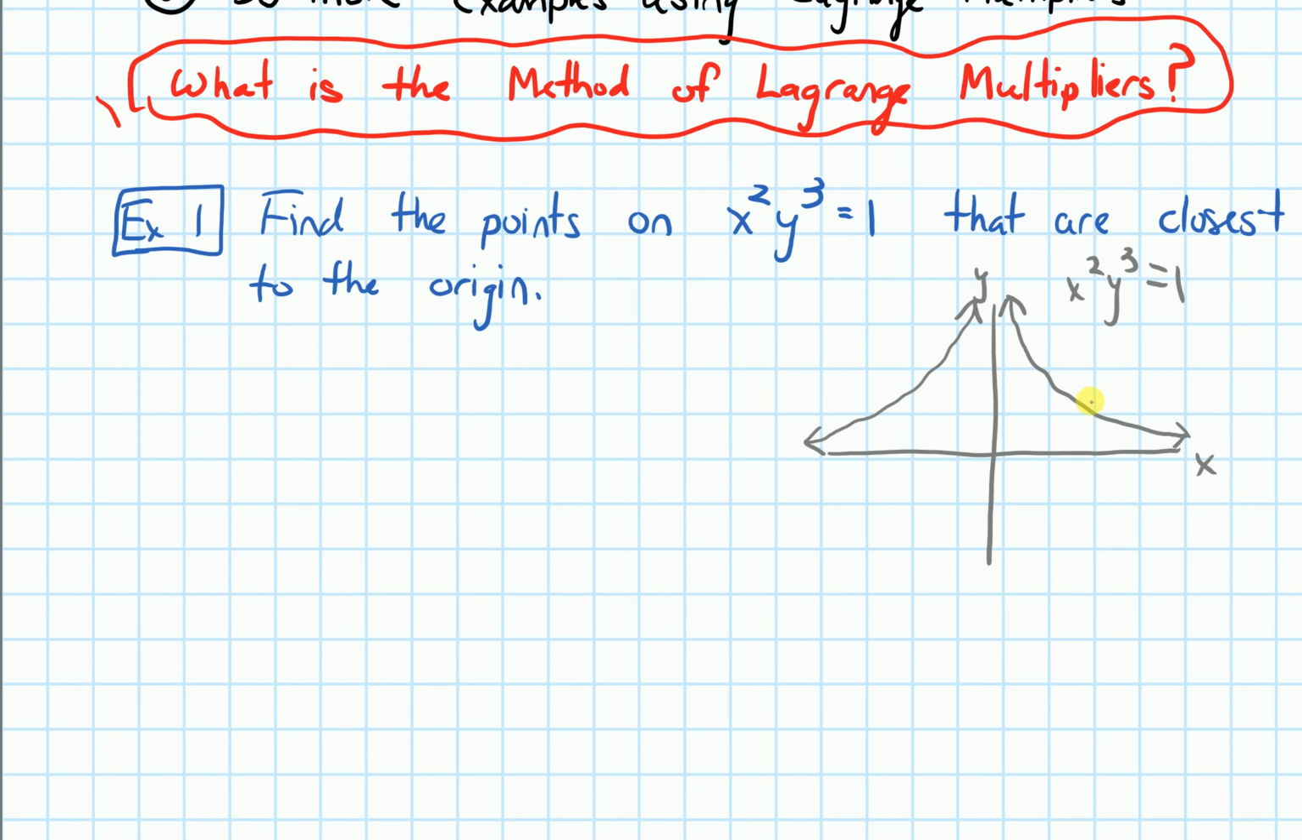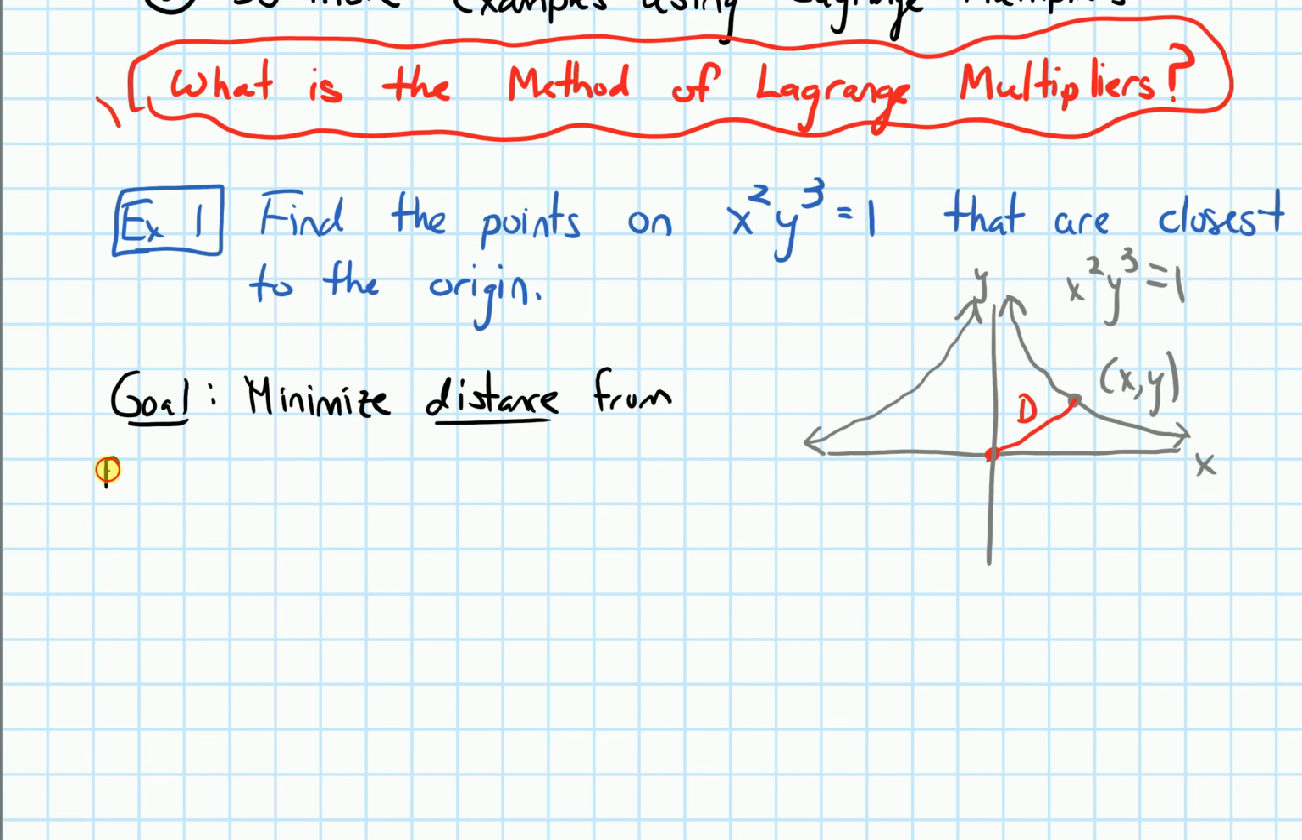What we're trying to do is identify what point on this curve, let me draw a point and call it x comma y, is closest to the origin. If I want that point to be closest to the origin, I'm trying to make this distance from the origin to that point as small as possible. So our goal in this question is to minimize the distance from the point x comma y that's on the curve x squared y cubed equals 1 to the origin.